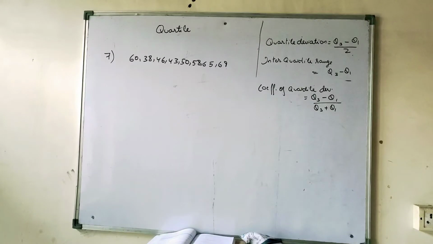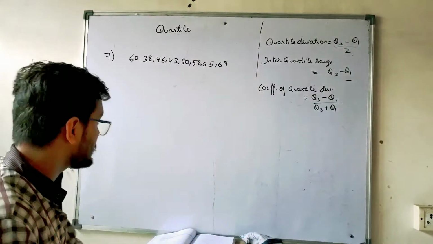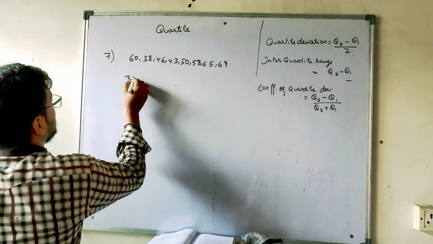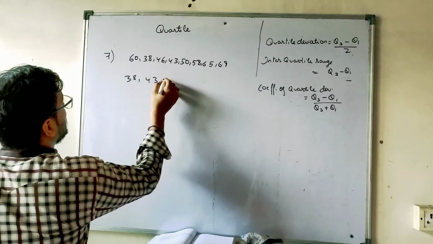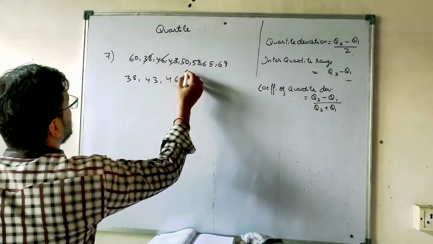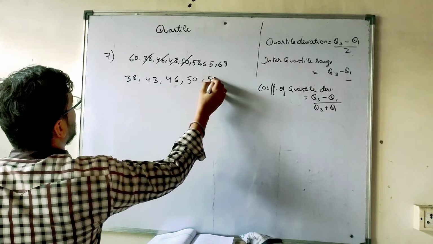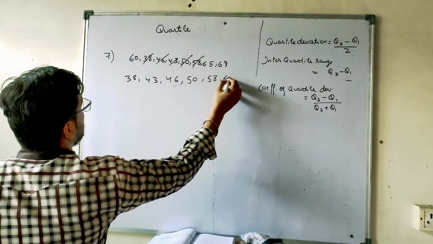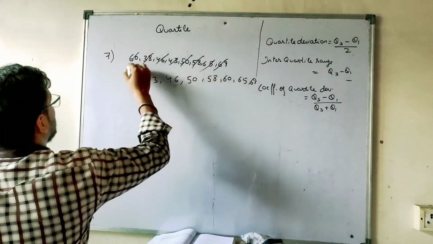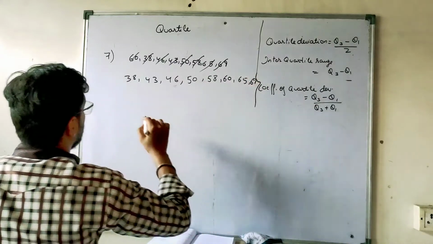Next, in the same way, we have question number 7, but here the number of terms is even. In case of even terms, arrange the following data in ascending order: 38, 43, 46, 50, 58, 60, 65, 69. That is 8 terms. We have to find out Q1 and Q3.